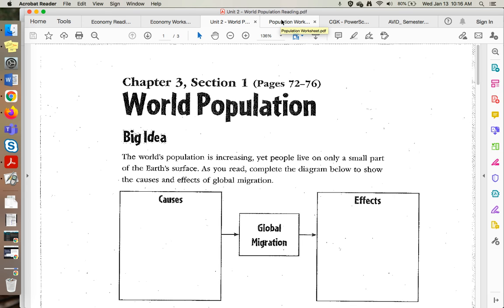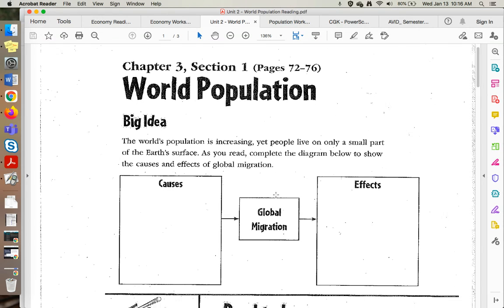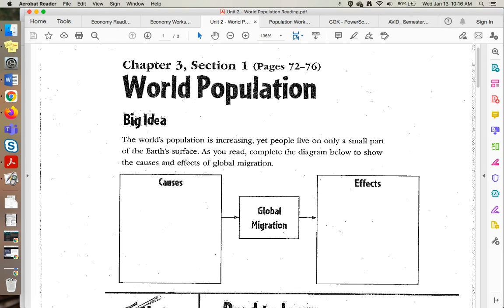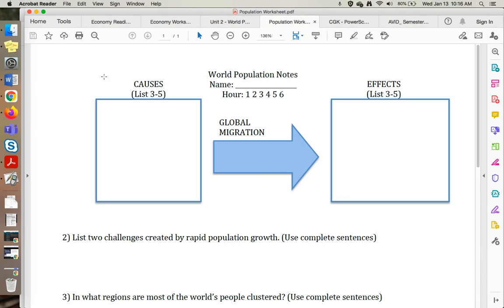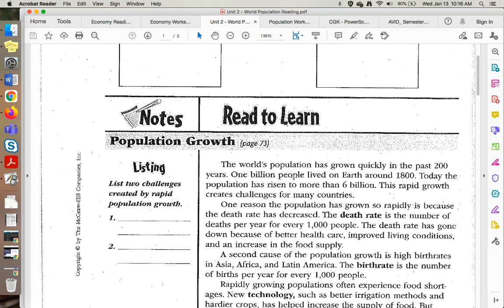I'm going to read through our reading today. So it looks like this, big idea. The world's population is increasing, yet people live on only a small part of the Earth's surface. As you read, complete the diagram below to show causes and effects. You are not answering anything here on your reading, but you are answering it on your worksheet that looks like this. So it looks almost the same. 3 causes, 3 effects. Okay?